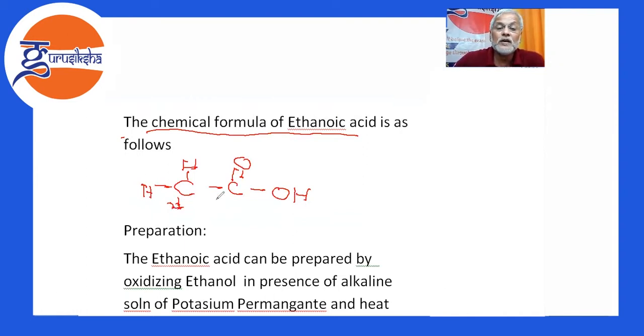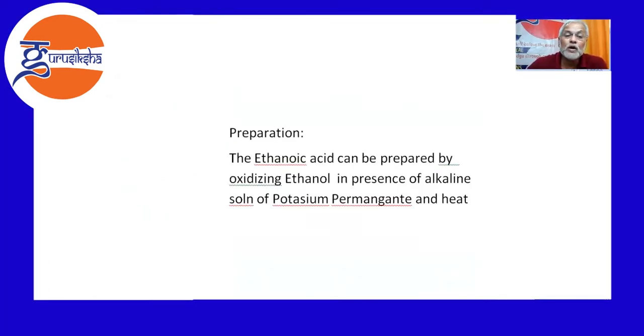This is the formula of ethanoic acid, or we can say CH3COOH. Now let us see the preparation. The ethanoic acid can be prepared by oxidizing ethanol in presence of alkaline solution of potassium permanganate to get oxygen for oxidation purpose. The formula of preparation is as shown in the figure.